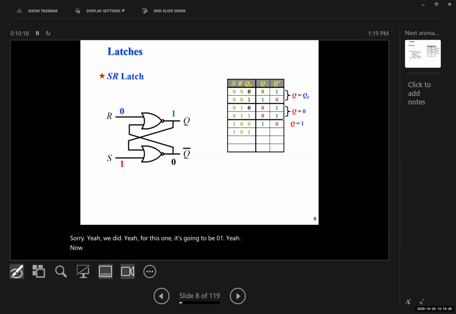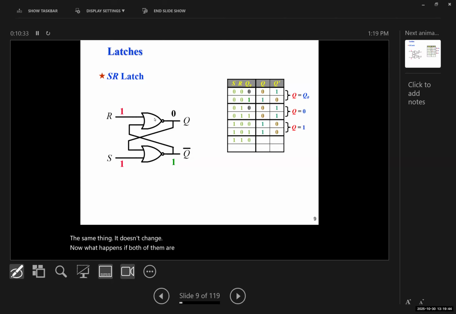Now what happens if, again, Q is 1 and Q prime is 0? 1 and 1 gives us 0. 0 and 0 gives us 1. Now it's, again, the same thing. It doesn't change.